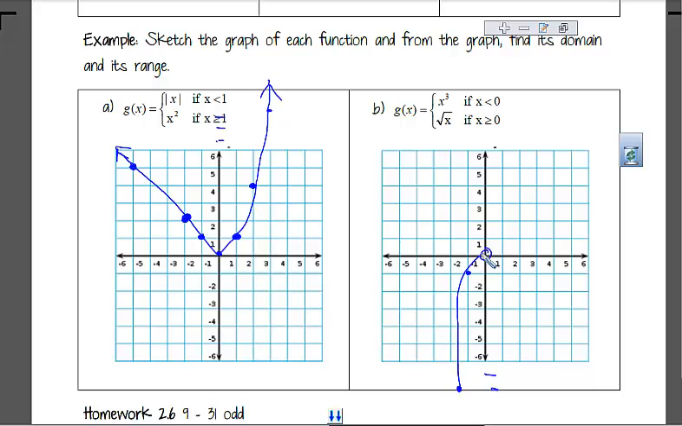And then for x is greater than or equal to 0, we're going to do the square root of x. So when I put in 0, I get 0. So we can make that solid now. Okay, and if I put in 1, I get 1. If I put in 4, I get 2. So that looks something like that. Questions about that?